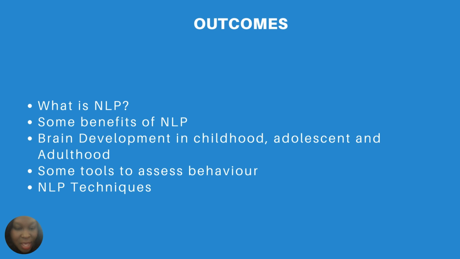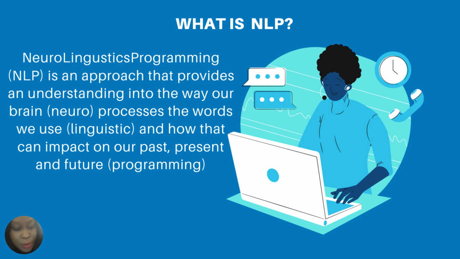On this course, our learning outcomes are to firstly understand what neurolinguistics programming is about, what some of the key benefits are, brain development in childhood, adulthood, and adolescence years, some tools that you can use to assess the behavior of your child, and neurolinguistics programming techniques. We will be exploring three in particular in our time together. Okay? So, firstly, what is NLP?